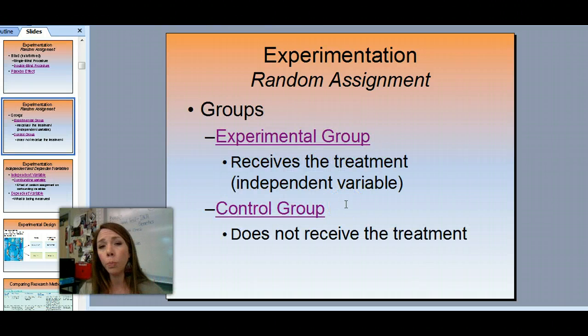Remember that my experimental group is the one that's actually receiving the treatment, and they're compared to my control group that does not receive the treatment. This is different from the placebo group. So the control group is just the people that aren't getting it. My experimental group is getting it. My placebo group thinks they're getting it.